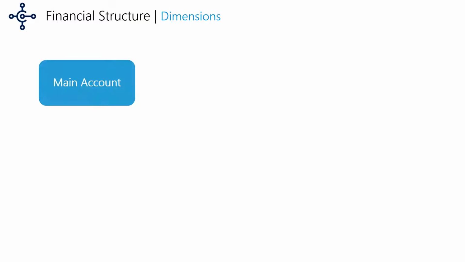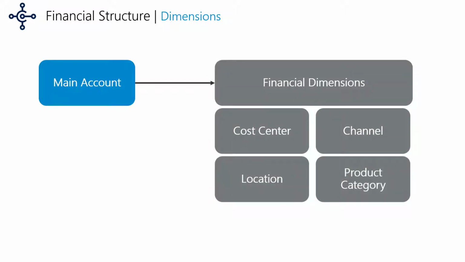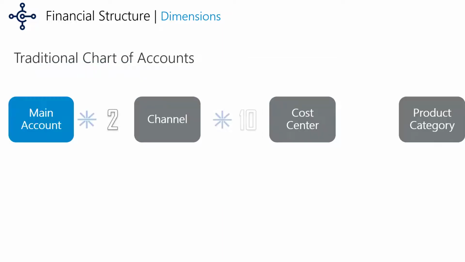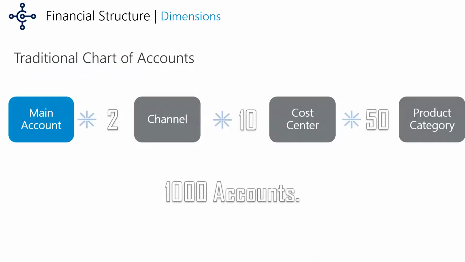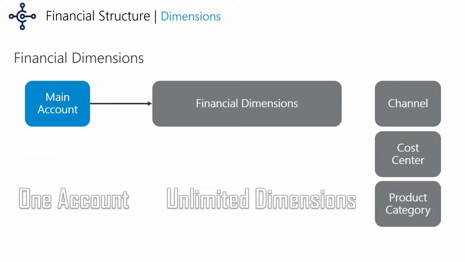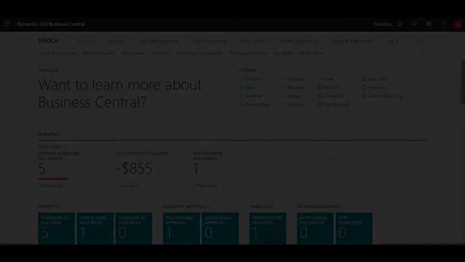Let's take an example and see how a travel expense can be analyzed by a channel, cost center, location, or a product category. With a traditional chart of accounts structure, you need to create 1,000 GL accounts to cover all the possibilities. On the other hand, with the use of dimensions in Business Central, you can create only one GL account and unlimited numbers of dimensions.